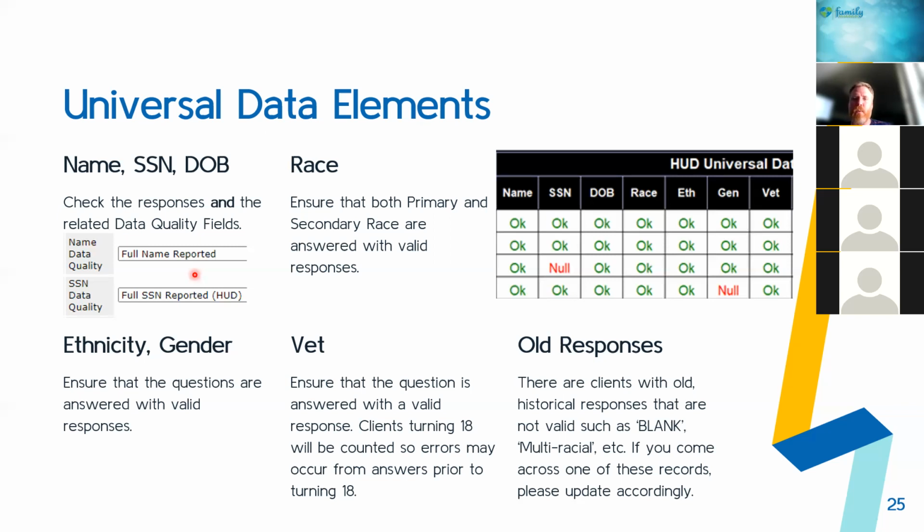And race is also one where we see some of those old fields, like multiracial as an option, that usually comes from old point in time counts. Some of those old responses that aren't valid responses are still in there. So if you see something, it may just be that it's an old response that needs updated. It may be that primary is filled out, secondary is left blank. So just keep an eye on both of those questions.